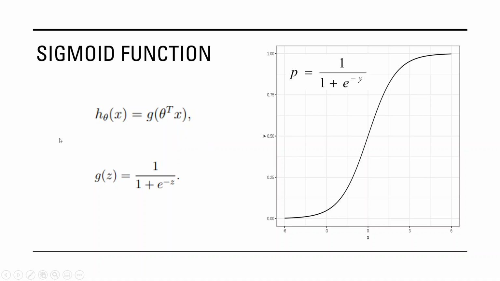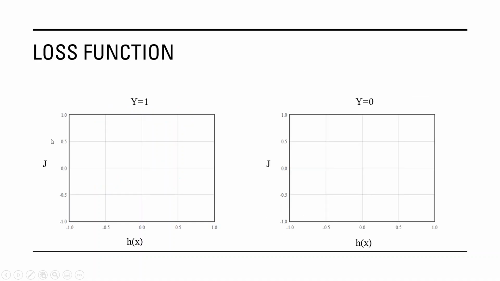Okay, fine. So moving ahead, the loss function for this. The loss function which we used for linear regression was your mean squared error. Do you guys think we can use the same loss function in this case as well? If yes, why? And if no, why?